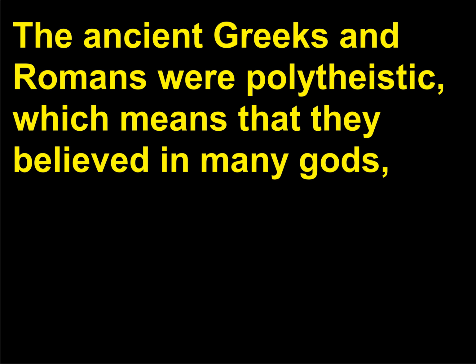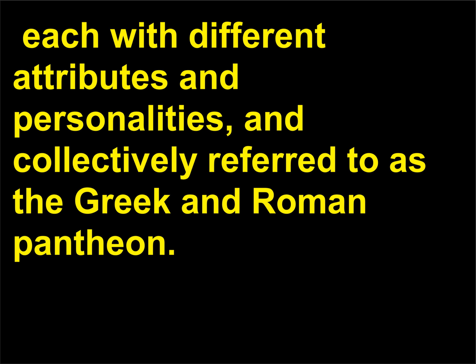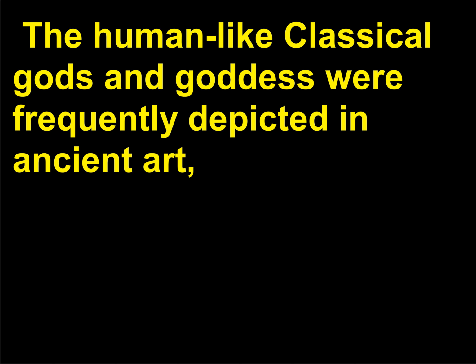The ancient Greeks and Romans were polytheistic, which means that they believed in many gods, each with different attributes and personalities, and collectively referred to as the Greek and Roman pantheon. The human-like classical gods and goddesses were frequently depicted in ancient art, and temples were built in their honor.